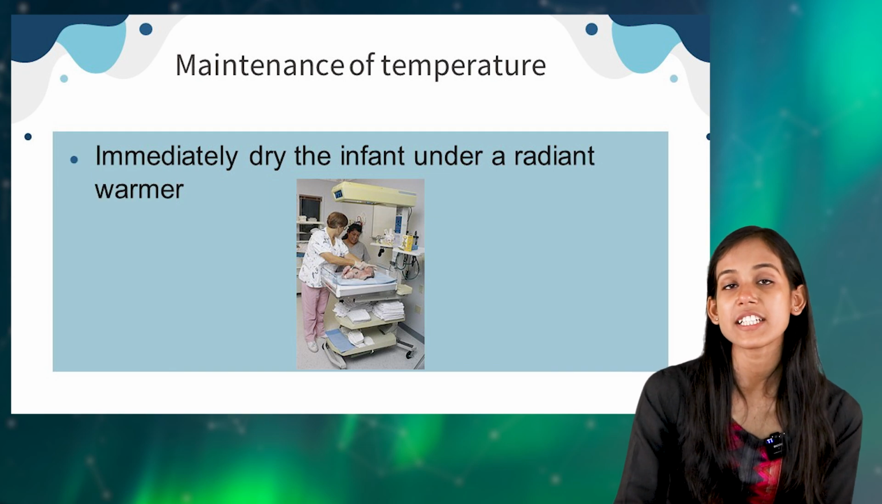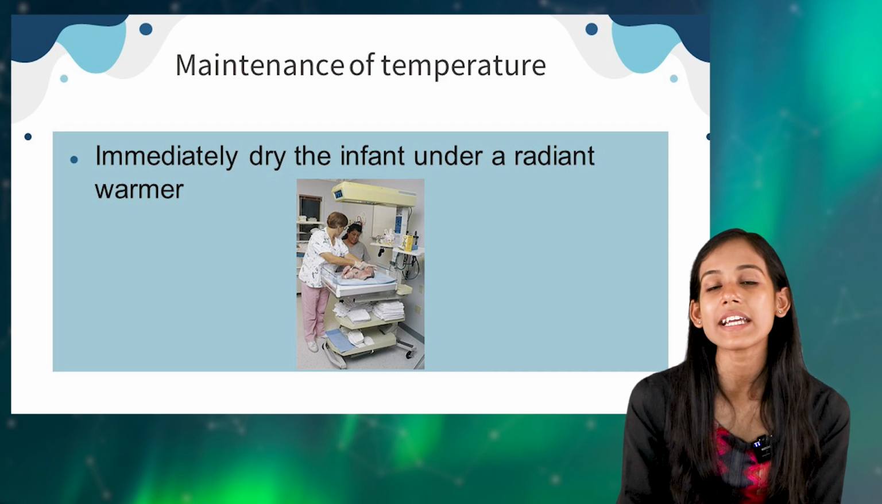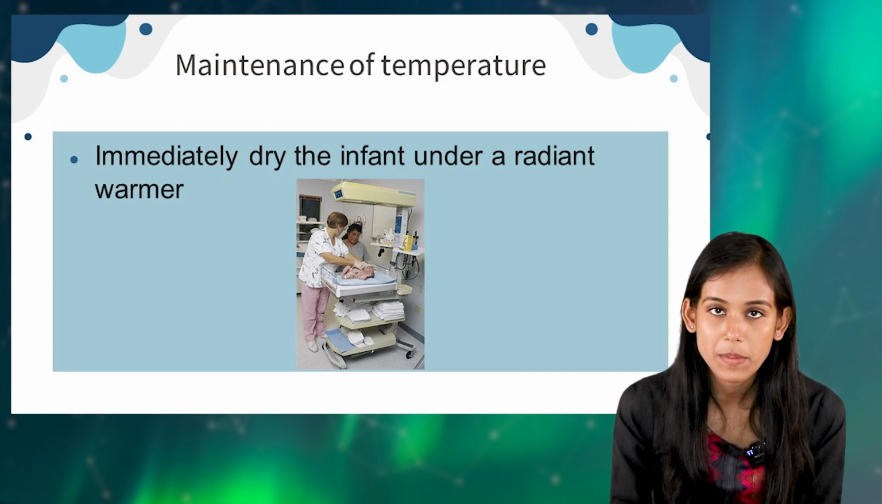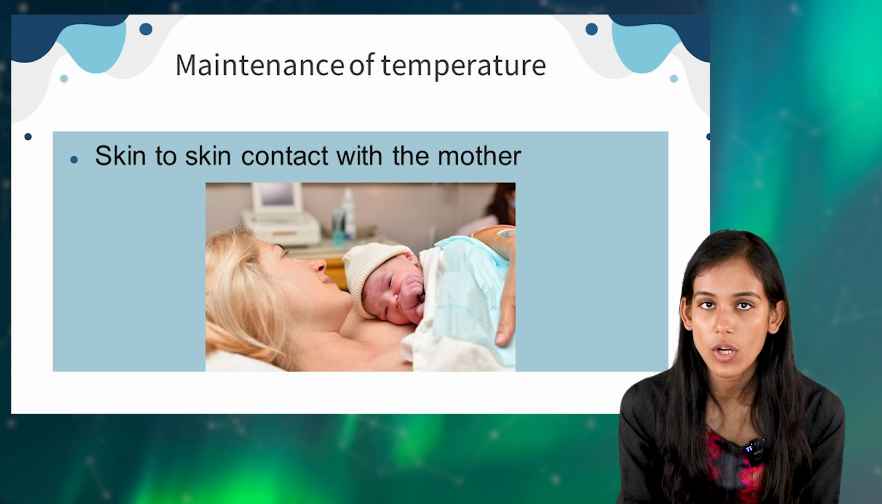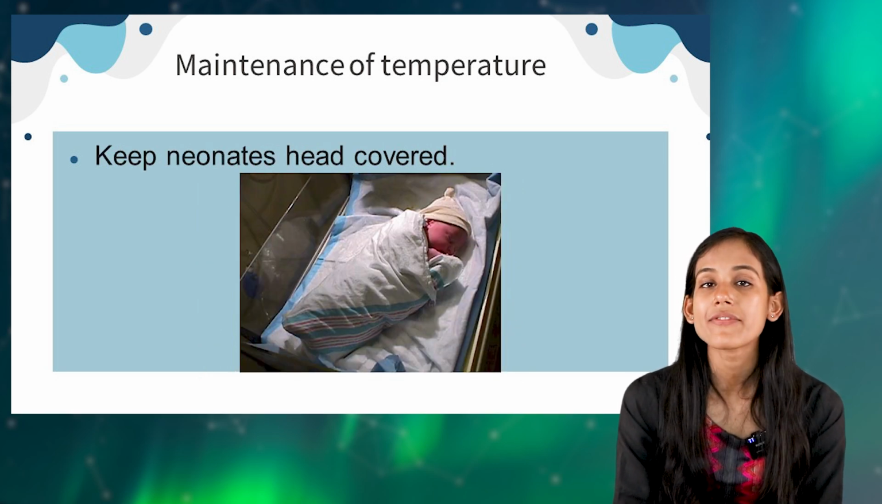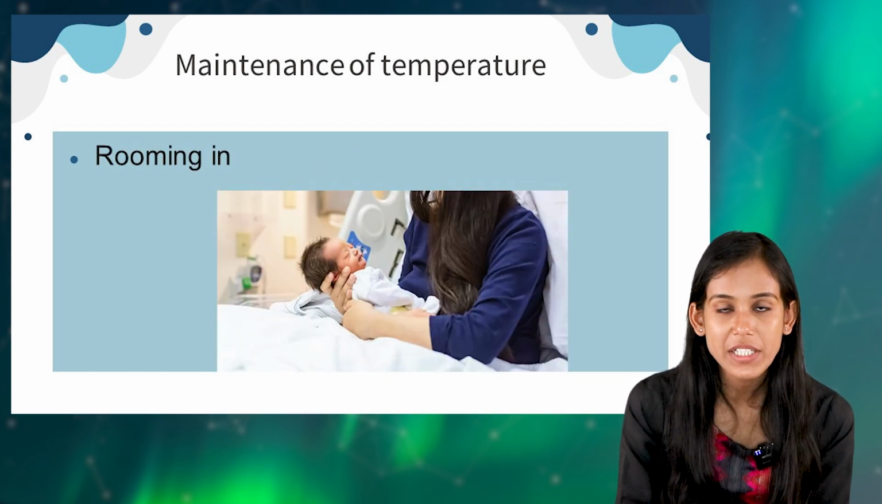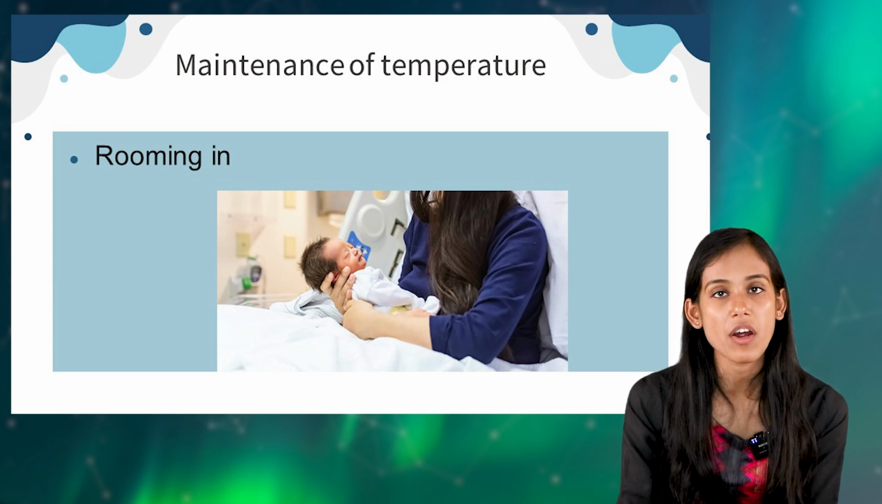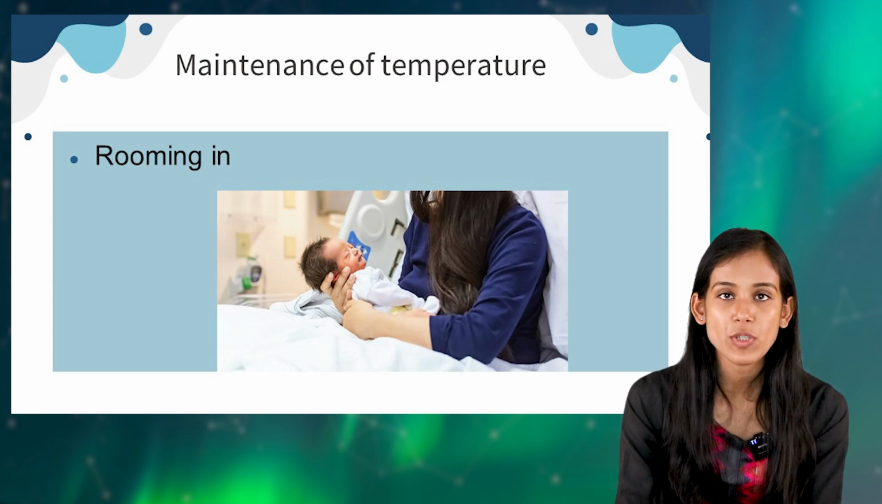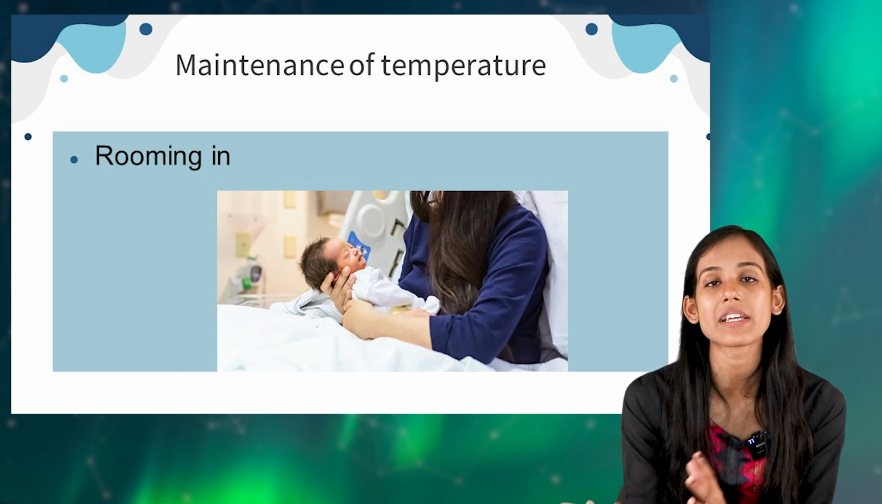So how can we maintain temperature in them? The first thing is we have to immediately dry the infant under the radiant warmer, and then we can provide skin to skin contact with the mother. Also, the head of the neonate should be covered, and the feet and the hands also should be covered. And we can practice rooming in also. The mother and the baby should not be separated. If we keep them together and if there is skin to skin contact, that is how we can maintain temperature. So to maintain temperature, we basically follow a warm chain.